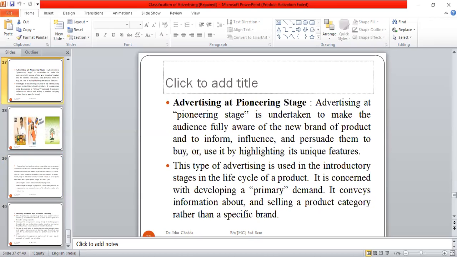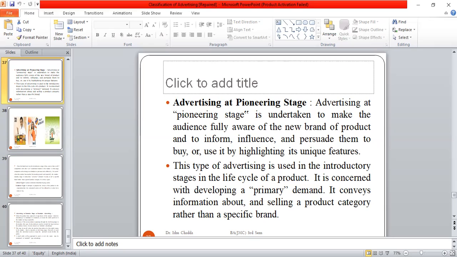Advertising at the pioneering stage is undertaken to make the audience fully aware about the new brand of a product, and to inform them, influence them, and persuade them to buy or use it by highlighting its unique features. You use this type of advertisement when you are promoting your new product. You want to inform them about the characteristics of your particular product. You want to influence them. You want to pressurize them: why they have to buy your product as compared to the competitor in the market.